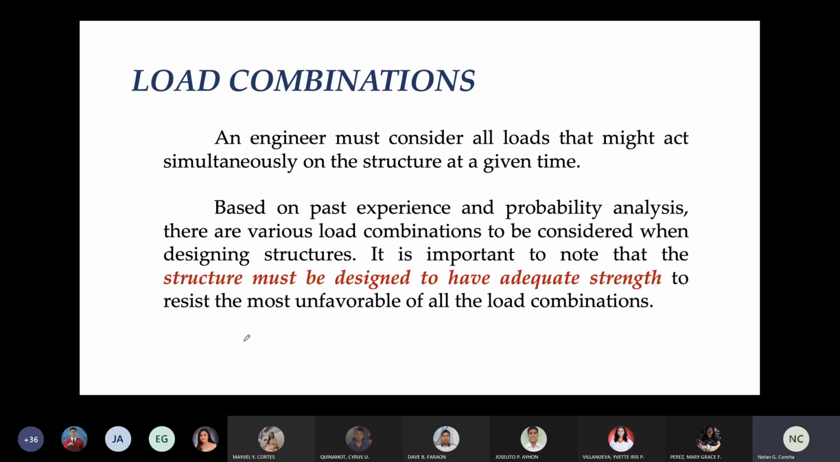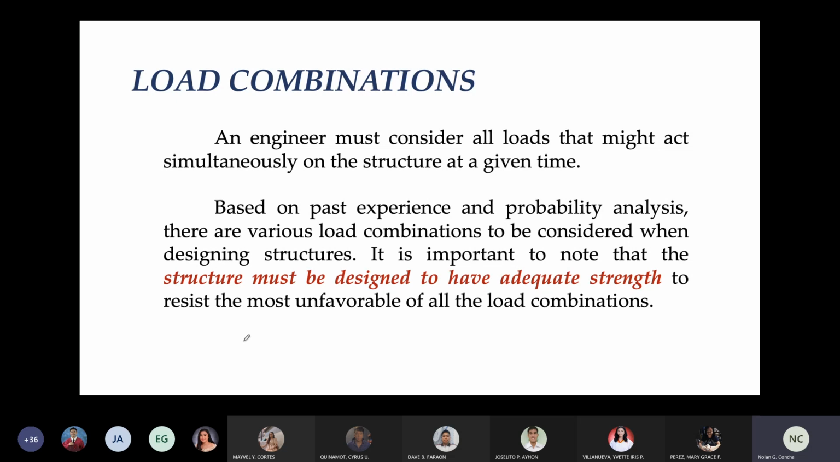Now, yung structure natin is not only subjected to one single load. In fact, it is subjected to simultaneous loading. May dead load, may live load. And in some cases, may earthquake at may wind. Siyempre, yung earthquake, di naman palagi yun. No? Wind, hindi rin naman palagi. During typhoon lang yan, mga extreme conditions.